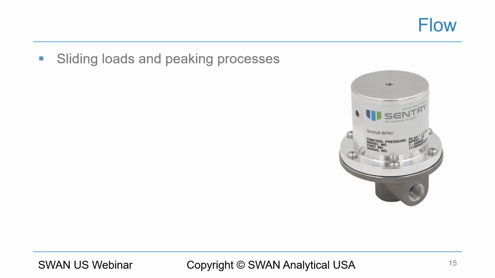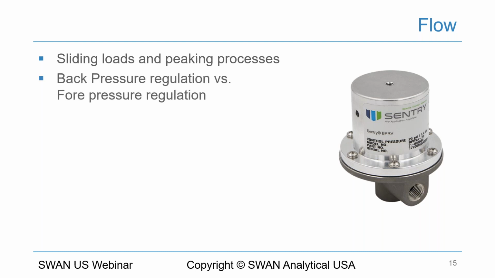The third thing that we need to address is the flow. A lot of processes now, especially in the power industries, are dealing with sliding load or peaking processes, meaning that the pressure that's coming in to the analyzers or from the process is changing, and it may change dramatically over short periods of time. Same thing in industrial applications. If we're on the downstream side of a piston pump, for example, every time that pump fires, we get a pulse of pressure. So we design with those sliding loads in mind.